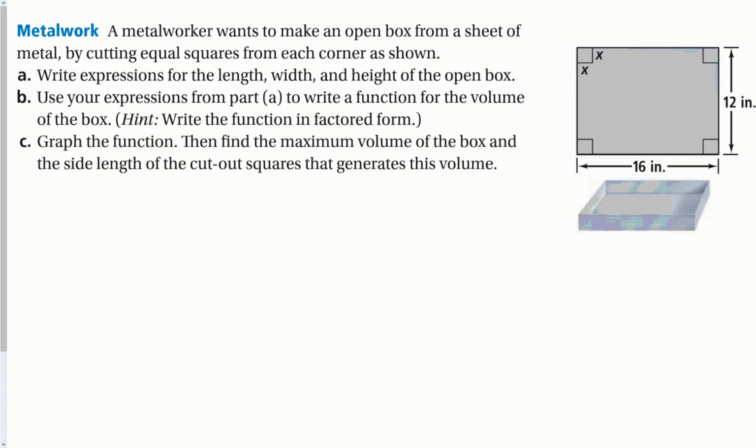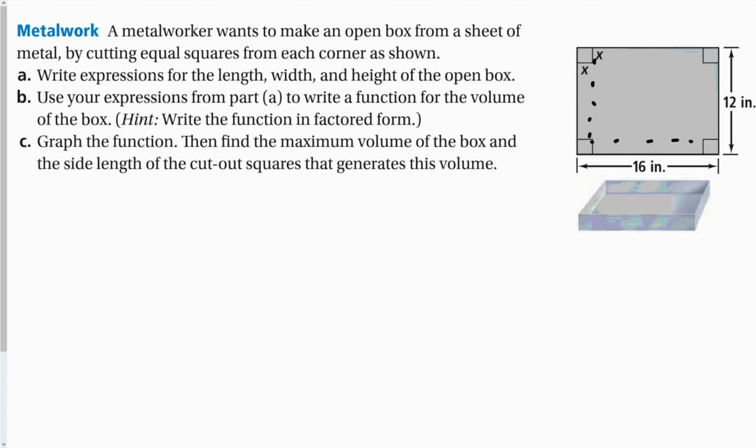One more problem. And this problem's a little bit better. That other one's a little silly. This one's a little bit better. So a metal worker wants to make an open box from a sheet of metal by cutting equal squares from each of the corners. So you're going to chop this out right here, okay? And then you're going to fold up the box. You're going to fold it up right along this line, once you chop these corners off to make a box. So write the expression for the length, the width, and the height.